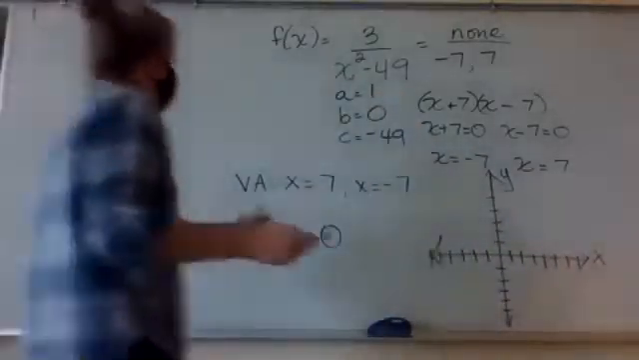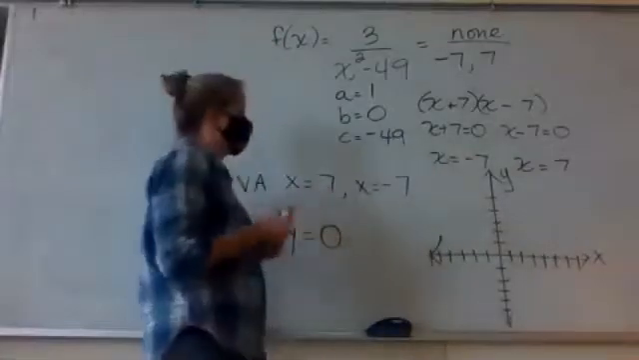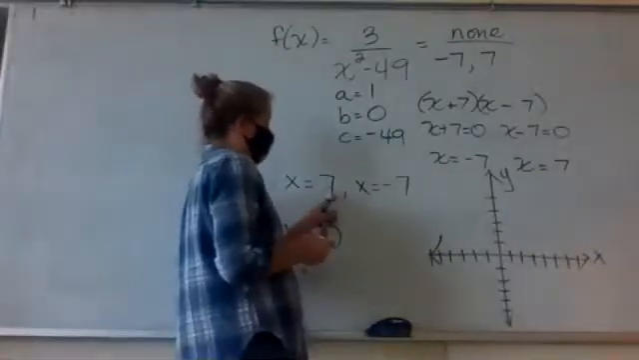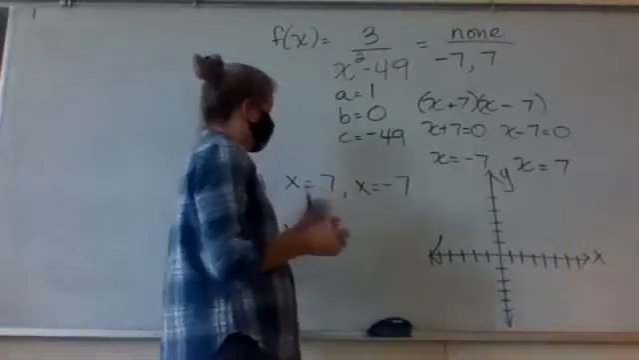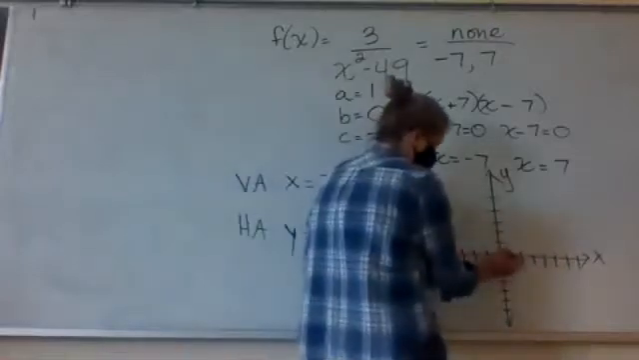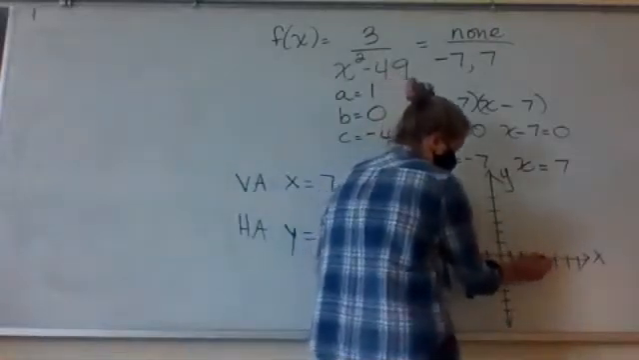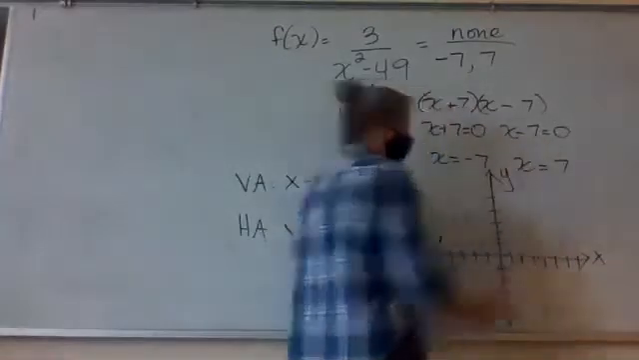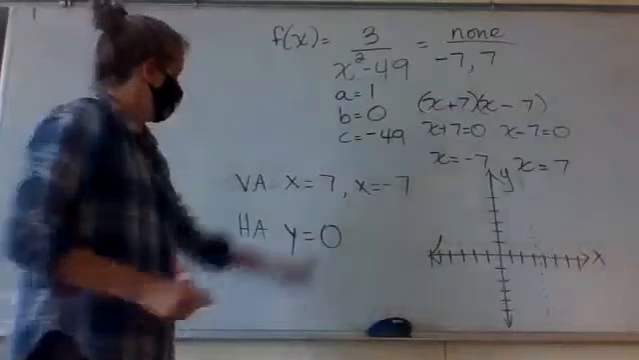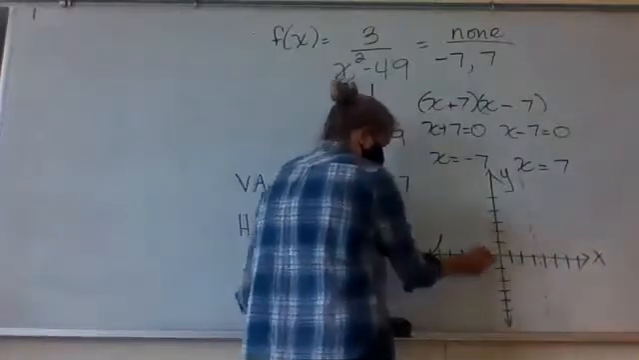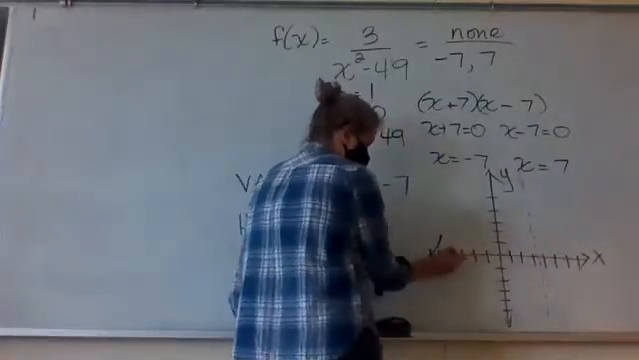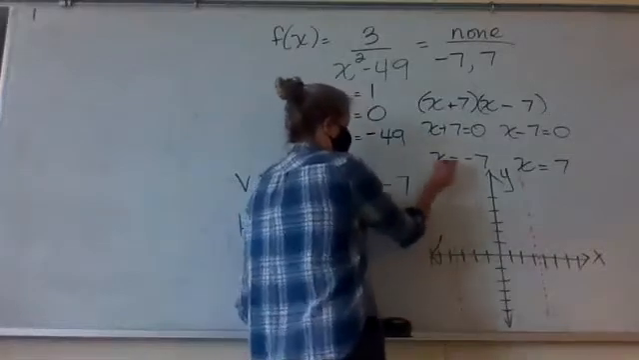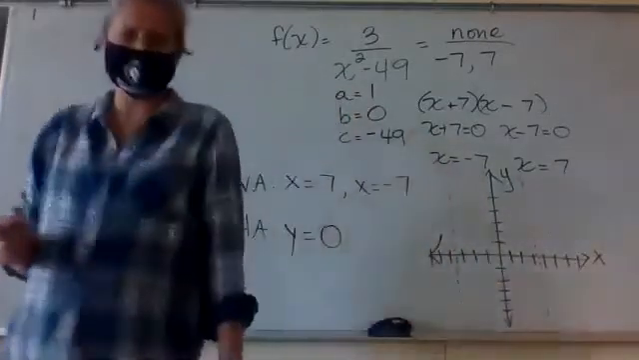So I'm going to draw in these two vertical asymptotes. So let's see, if my hash marks go by 2s and I need a vertical asymptote at x equals 7, so 2, 4, 6, and then right in between. So there's a vertical asymptote. And then also one at negative 7. So negative 2, negative 4, negative 6, and then halfway to the next one for negative 7. So there's a vertical asymptote.